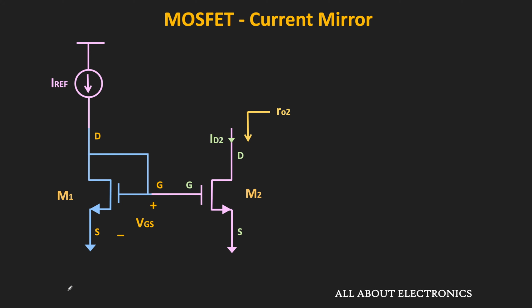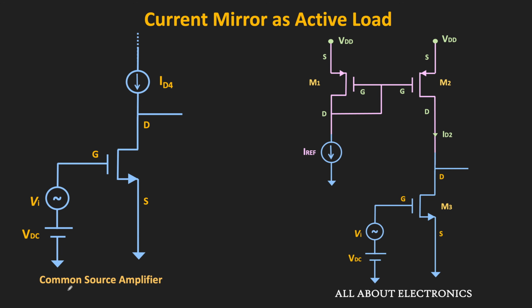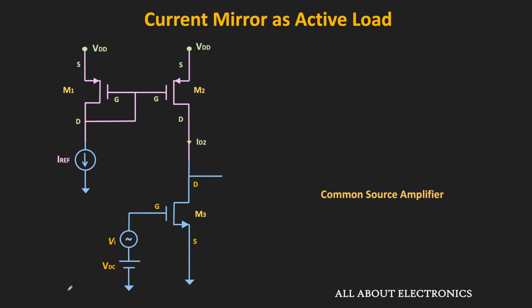Now many times, this current mirror circuit is used as an active load to drive the other circuits. For example, this PMOS current mirror can be used as an active load to drive the common source amplifier. And if this current source is ideal, in that case, the output impedance of this current source will be infinite. And in that case, the gain of the amplifier circuit is the intrinsic gain. But when this current mirror circuit is used as an active load, then due to its finite output impedance, the overall gain of the circuit will reduce.